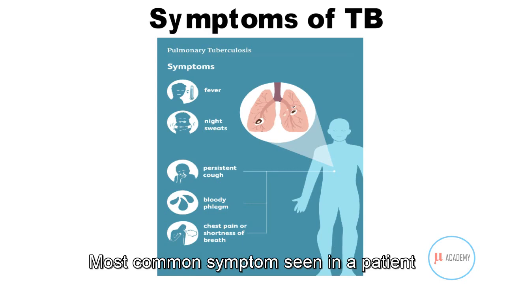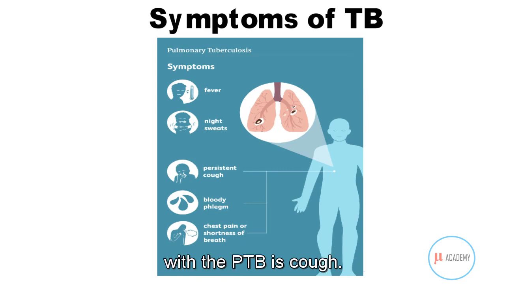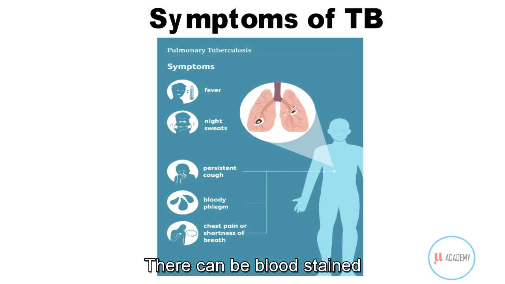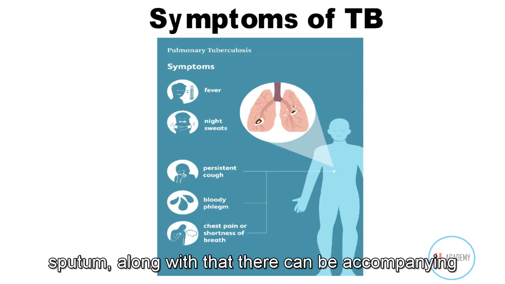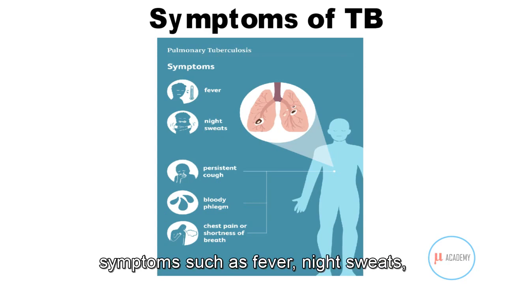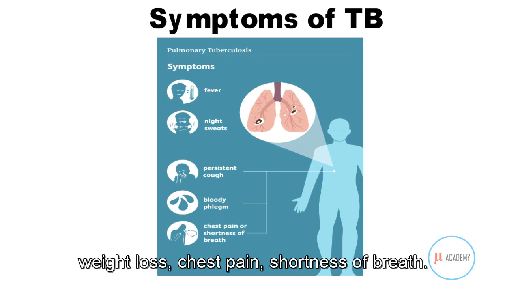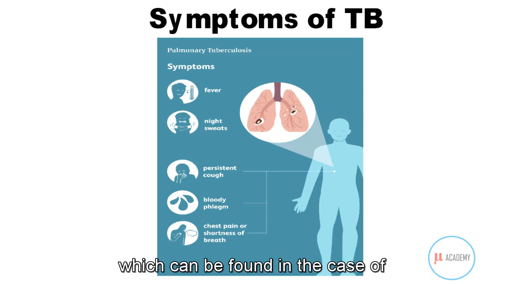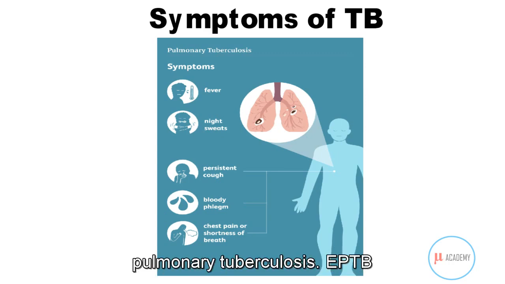Now let's look at the symptoms shown by a patient with pulmonary tuberculosis. Most common symptom seen in a patient with pulmonary tuberculosis is cough. Cough can be dry or with expectoration. There can be blood-stained sputum. Along with that, accompanying symptoms such as fever, night sweats, weight loss, chest pain, shortness of breath. These are the other symptoms which can be found in a case of pulmonary tuberculosis.